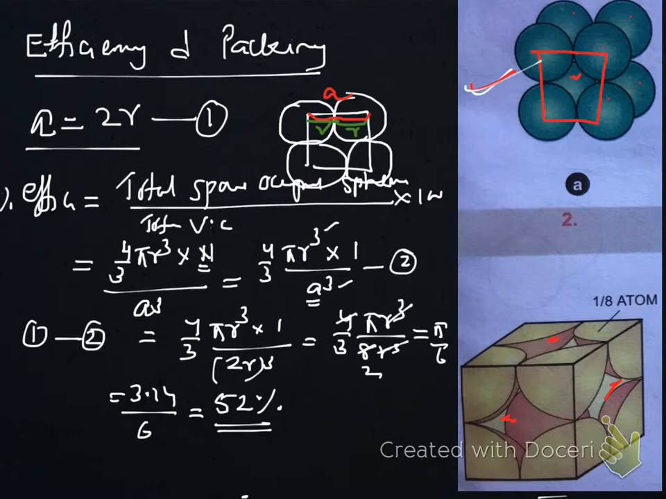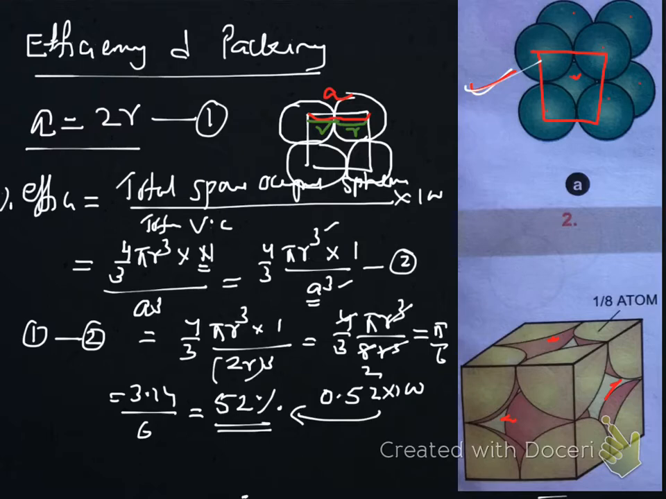With this we come to the end of efficiency of simple cubic system. If you have been asked the packing fraction, then you can write it as 0.52. In percentage, multiply by 100 and you will get 52. This is the calculation of efficiency.